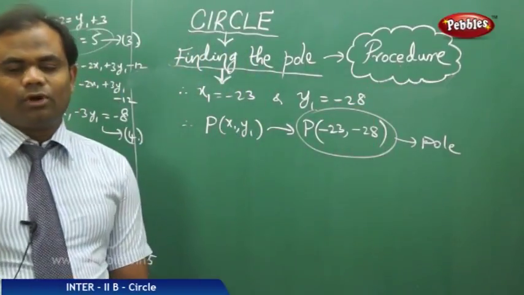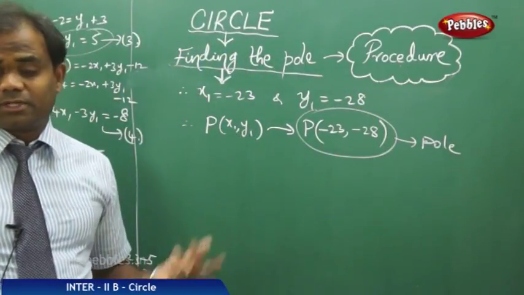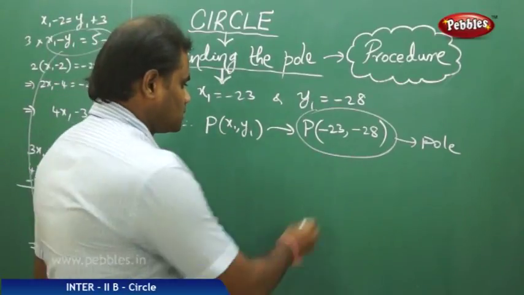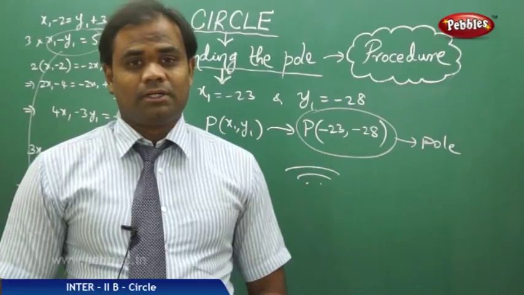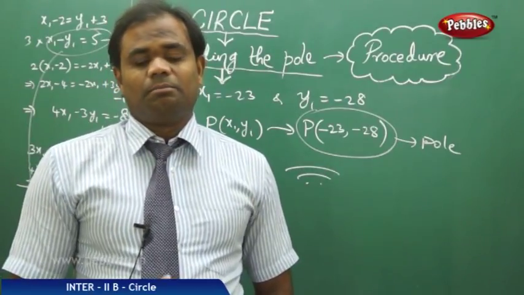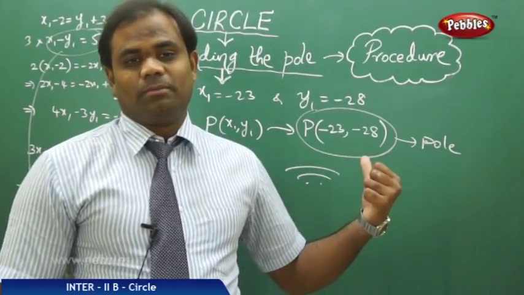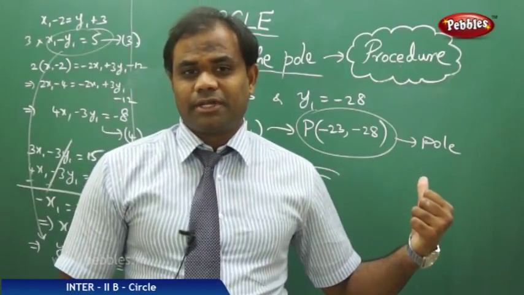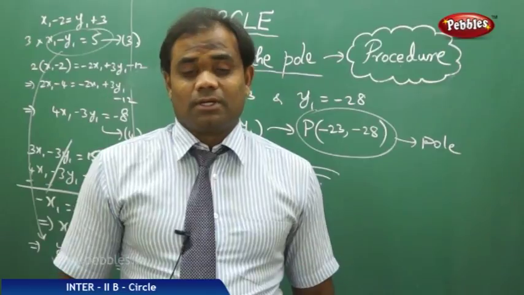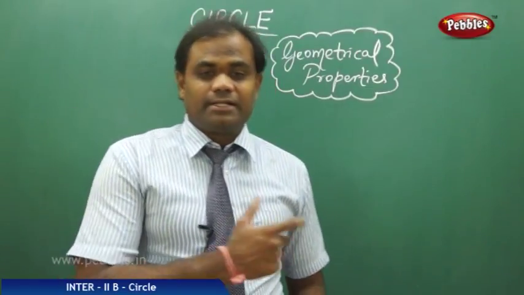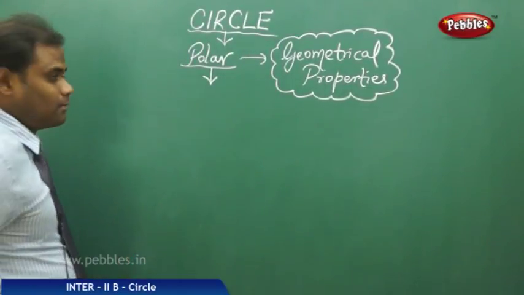Therefore, the pole of the line x + y + 2 with respect to the circle is (-23, -28). This is how we find the pole using the formula connected with ratios and proportion. Finding the pole for the circle S = 0, let's see through a realistic diagram.